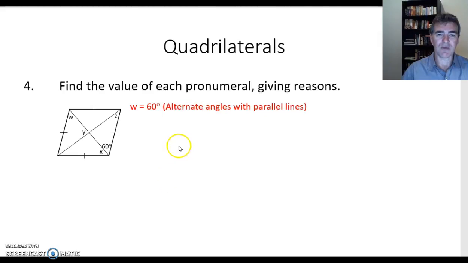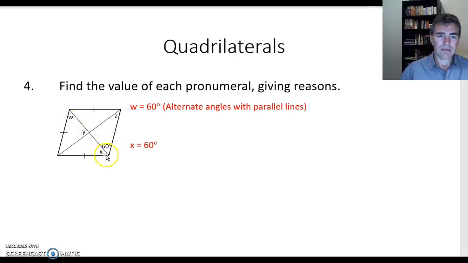That was a fairly straightforward one, but it took a little bit of recognizing there to start off with. Well, can we find any other angles? I don't have to, as I said, go in alphabetical order, but I'll find x next. x happens to be 60 degrees as well.